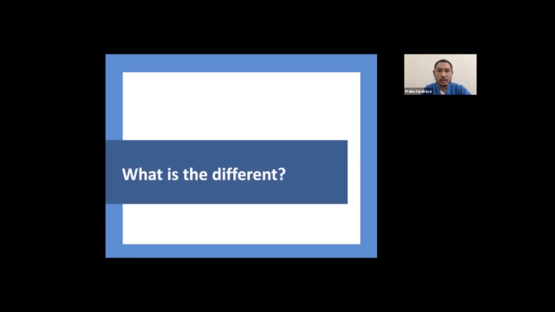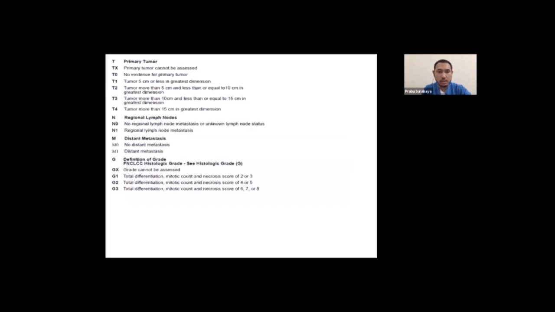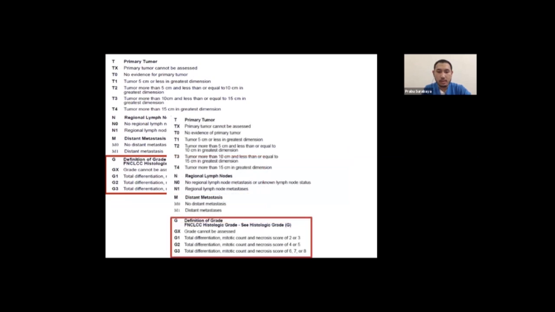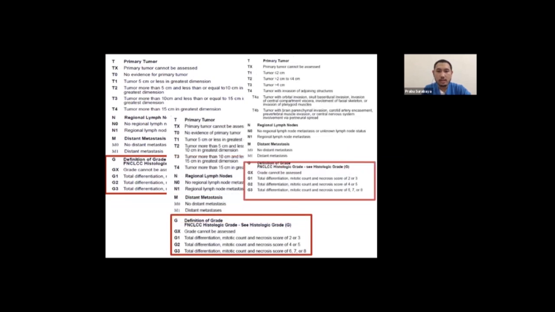Now, what is the difference of staging in soft tissue sarcoma with other tumors? We can see this is the staging of soft tissue sarcoma. They added something different from other tumors. They have a grade staging. You can see not only TNM like other tumors, but they have grade staging in soft tissue sarcoma.